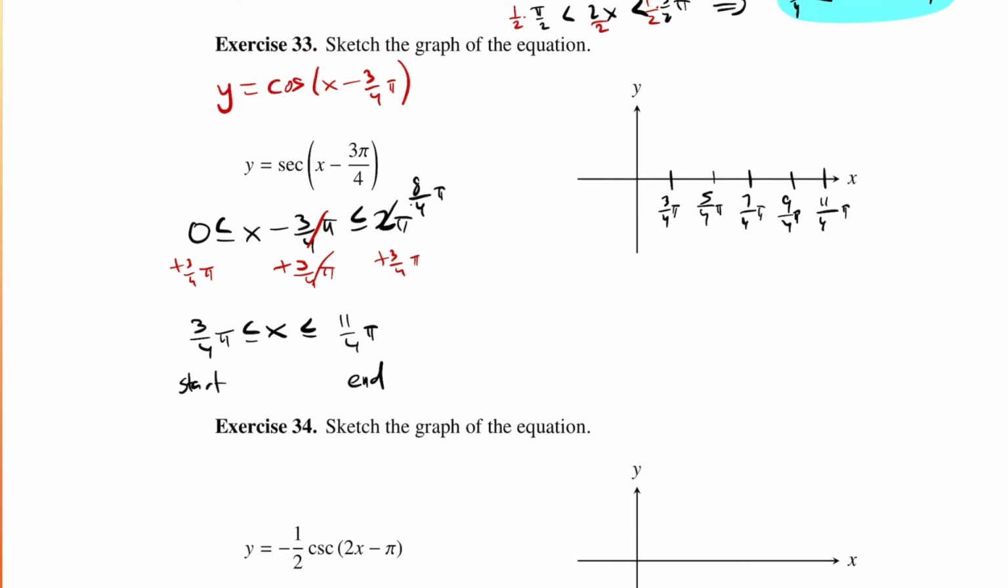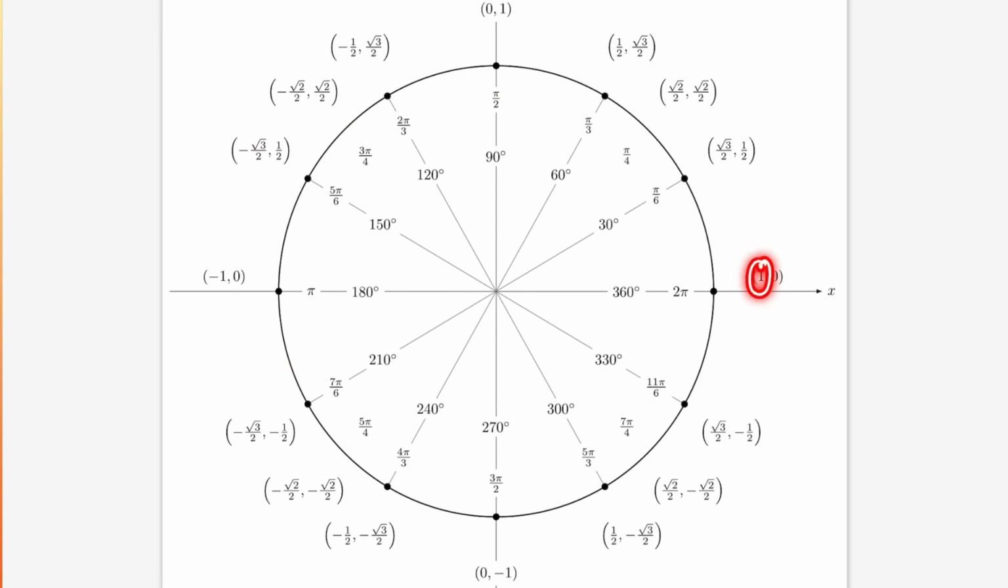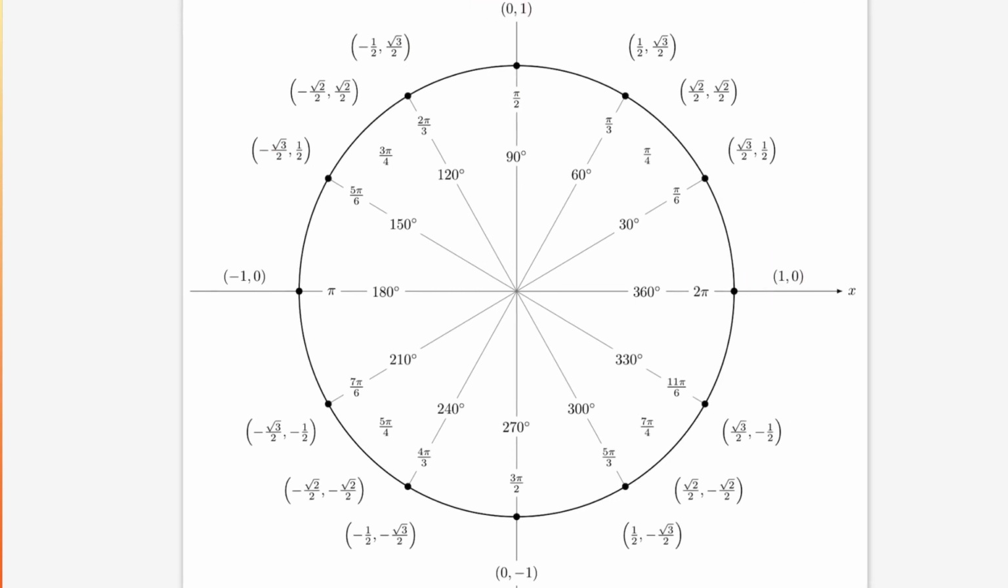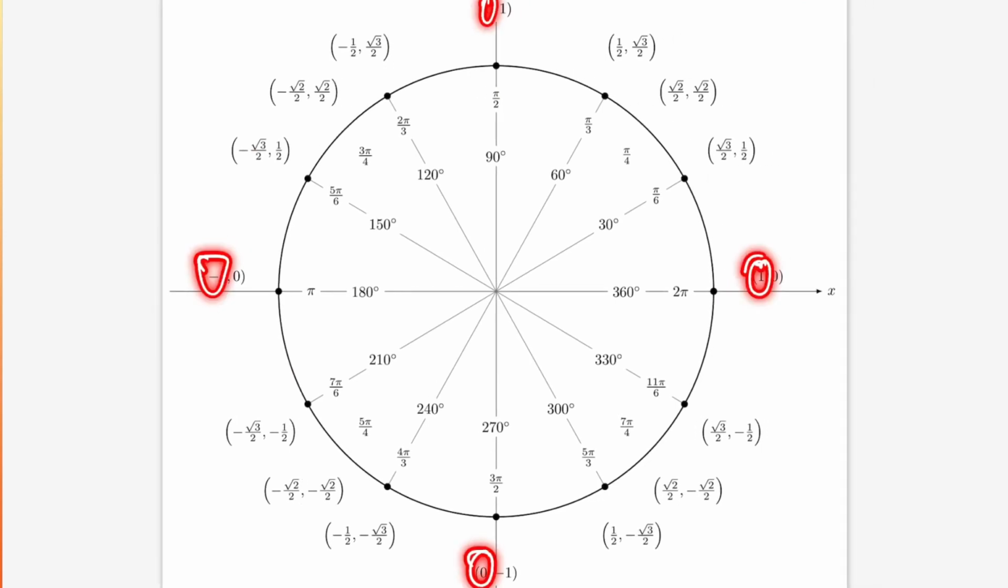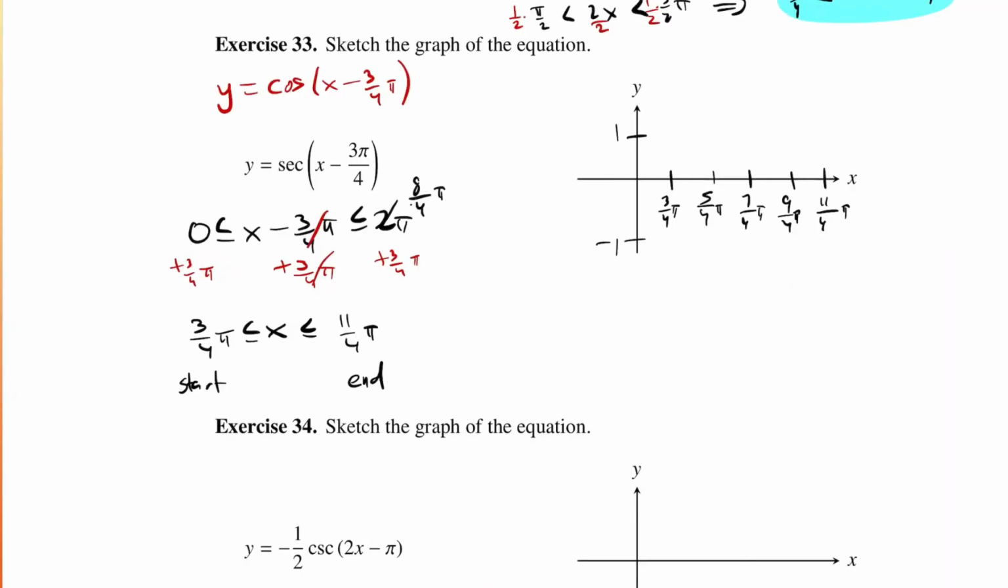All right, remember for cosine, we start at the amplitude. The amplitude is 1. So you're going to go up to 1 and down to -1. Cosine starts at 1. If you look at the unit circle, cosine starts at 1, 0, -1, 0, back to 1. So we're going to start at 1. Then we're going to go to 0, -1, 0, back to 1.